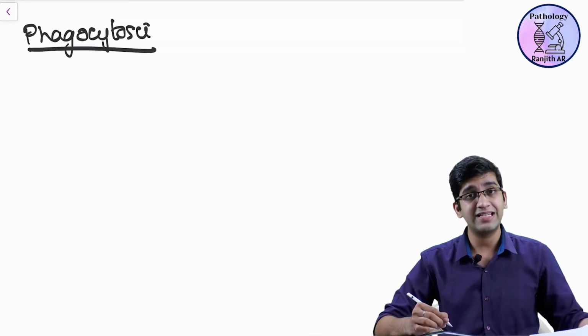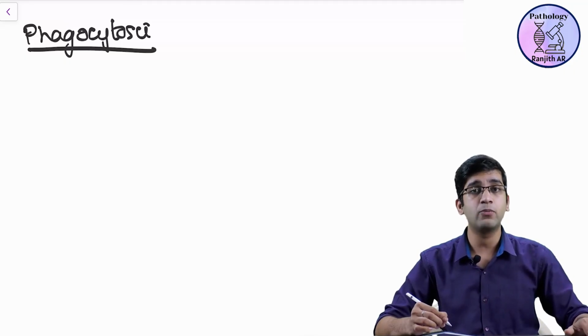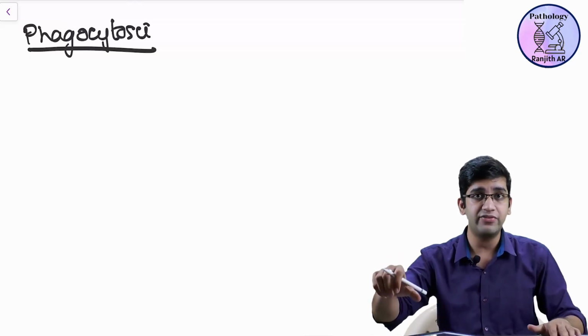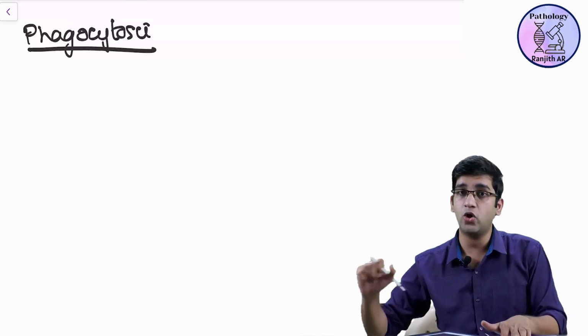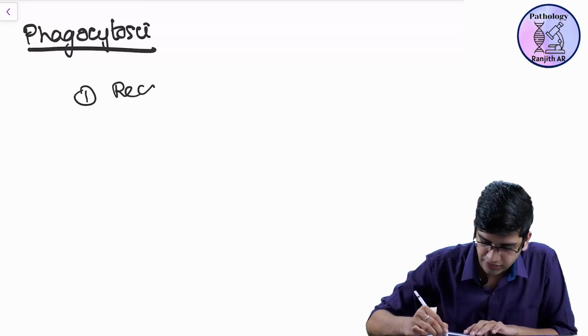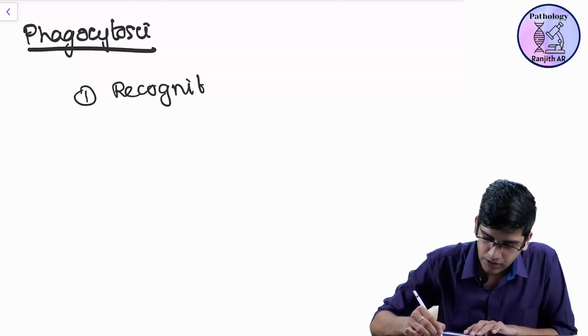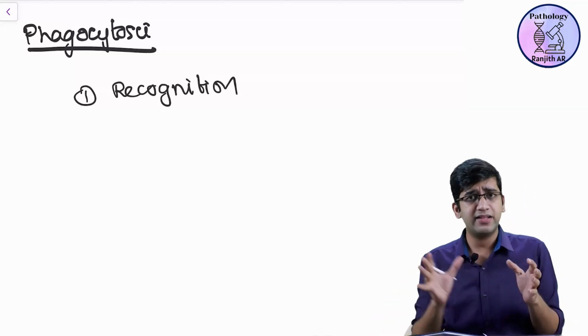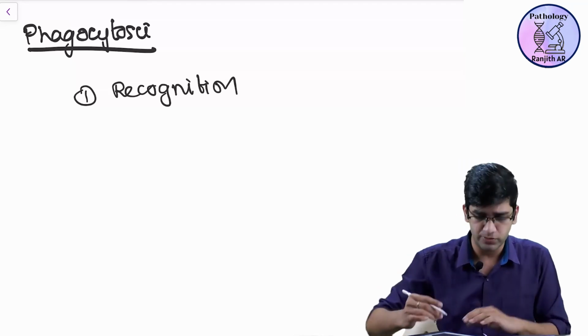recognition. I need to recognize that there's a molecule here. Once I recognize it, next I'm going to go and engulf it, and next I'm going to destroy it. I need all the three steps, right? The first step in phagocytosis is recognition. How am I going to recognize that there is a bacteria there? That's my first and the most important role.